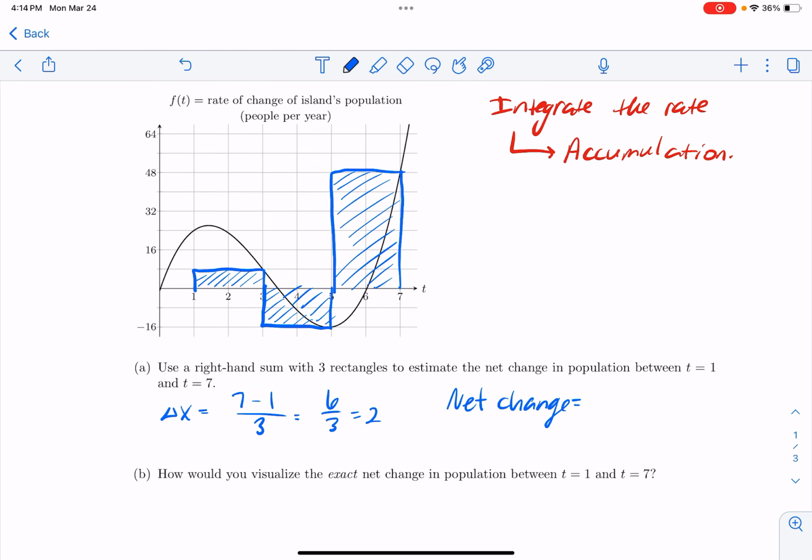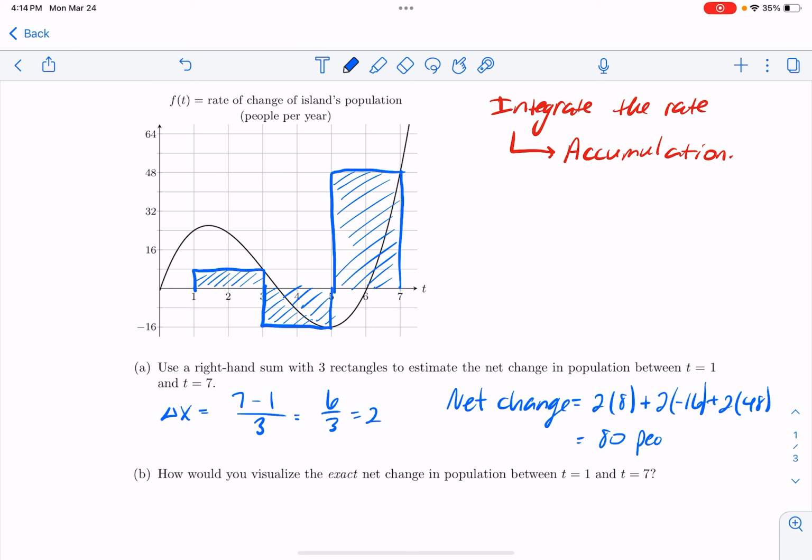That's equal to 2 times 8, because our width is 2, our height is 8 for that first rectangle, plus 2 times negative 16. Our width is 2, and our height is negative 16 right there. And then we have plus 2 times 48. Add that up, that gives you 80 people.